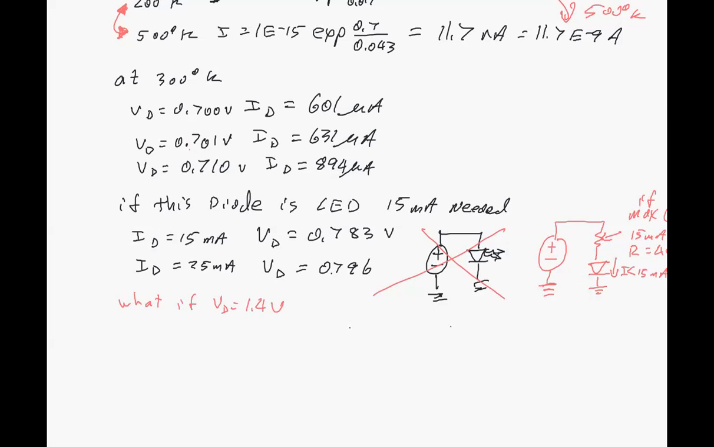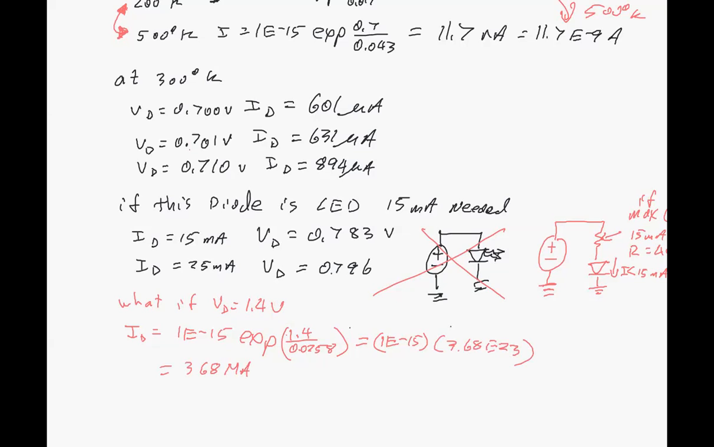But this is an exponential thing. So now we have I, the diode current, is equal to 1e to the minus 15 times e to the 1.4 over 0.0258, at 300 degrees K. This is equal to 1e to the minus 15 times 3.68e to the 23. This got big, right? That got very big. And this would be 368 mega, not milli, mega amps.